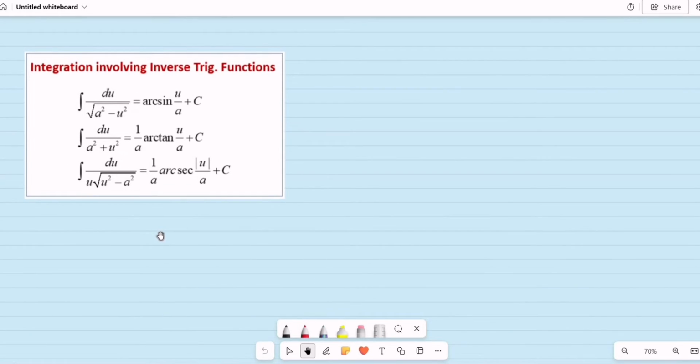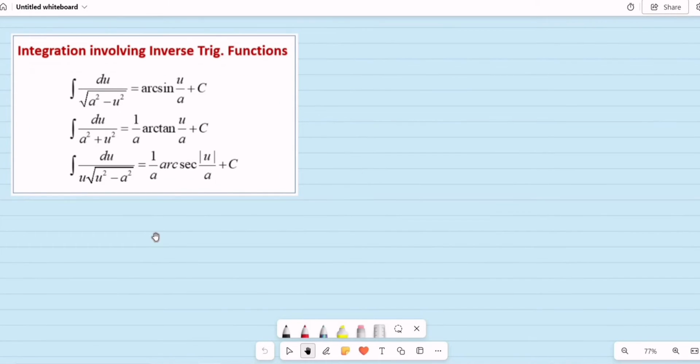Okay, good day. So let's have our new topic. This is the integration involving inverse trigonometric functions. So we have here three equations or formulas for the integration of, for example, a du divided by a square root sign, then the difference of a constant squared, a squared minus u squared.